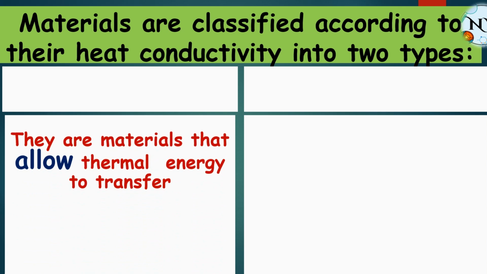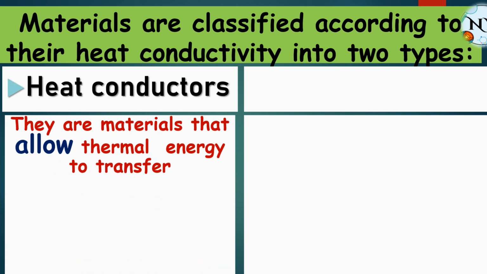So again, we can classify materials into how many types? Two types. The first type here is heat conductors. Heat conductors, which means they are materials that allow thermal energy to transfer. So be focused in the exam, especially in scientific term question.